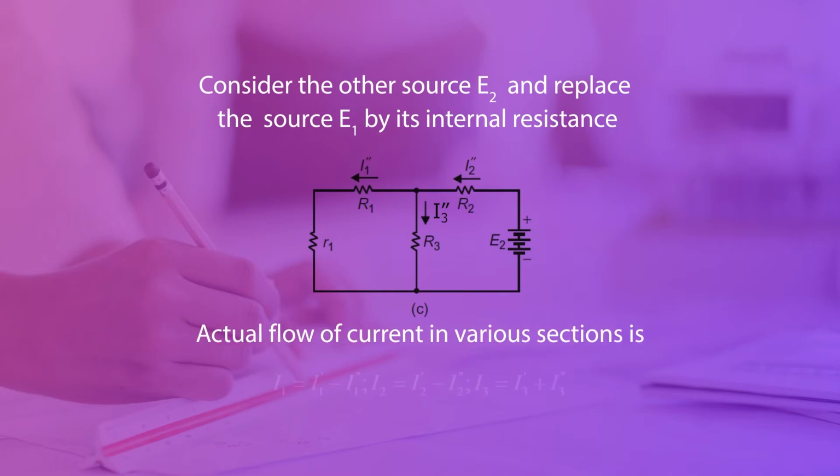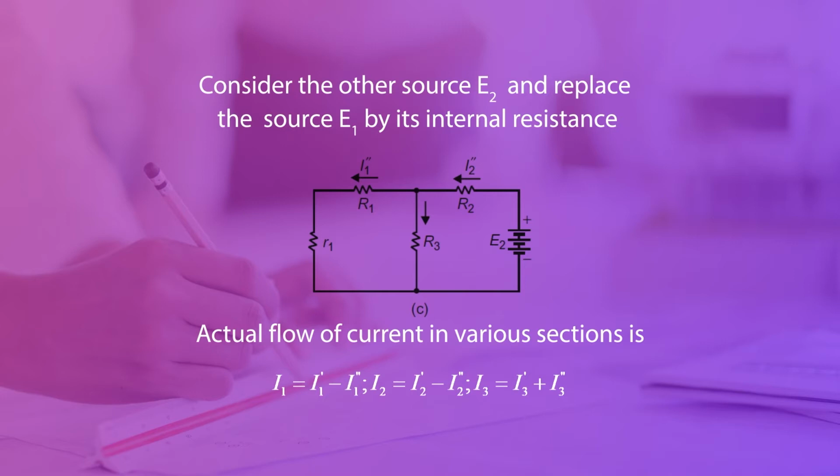So actual flow of the current in various sections is what? You can write that net current I1 which was flowing in resistance R1 can be written as I1' minus I2''. Similarly, if you want to calculate current in resistance R2, this I2 can be written as I2' minus I2''.